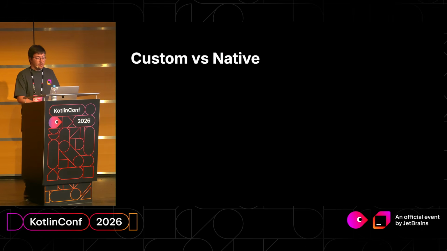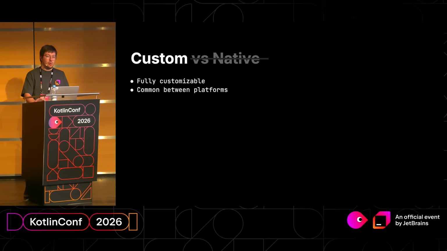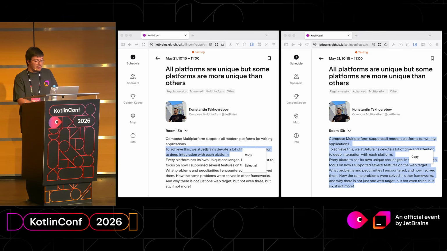So what should we select for Compose Multiplatform in web? We decided to go with custom menus because, first of all, it's fully customizable, and second, it's common behavior between platforms. That's what I said before. And how does it look? It's just a simple pop-up with some actions related to the content you clicked on, and it's a bit dynamic. For example, if you already selected all text, there is no need to show you the select all item.